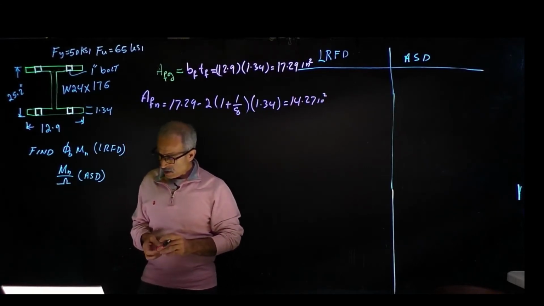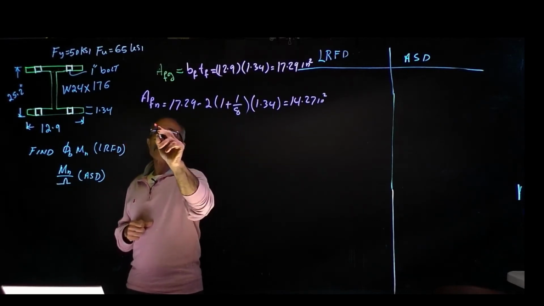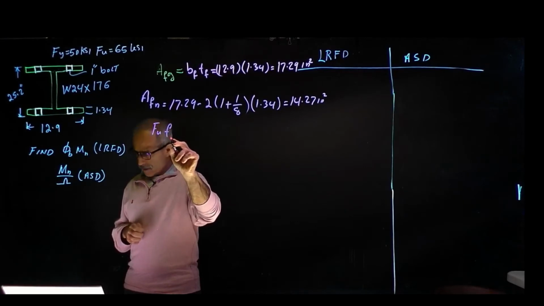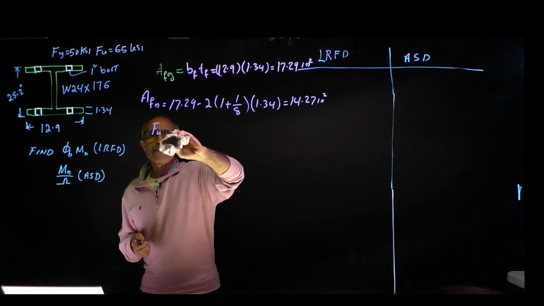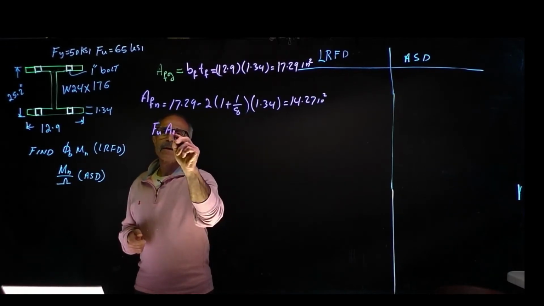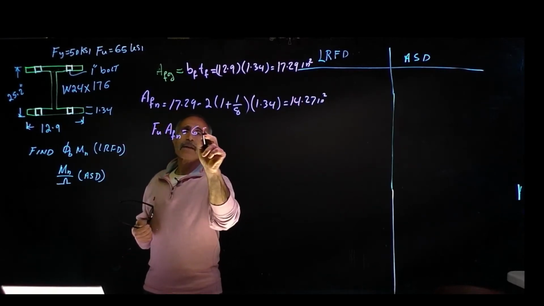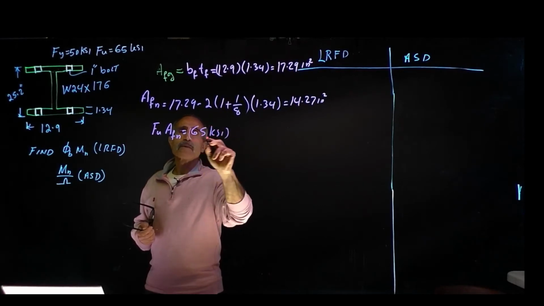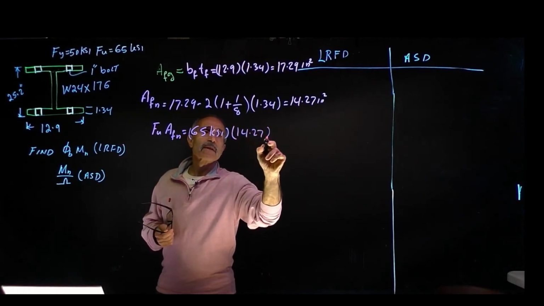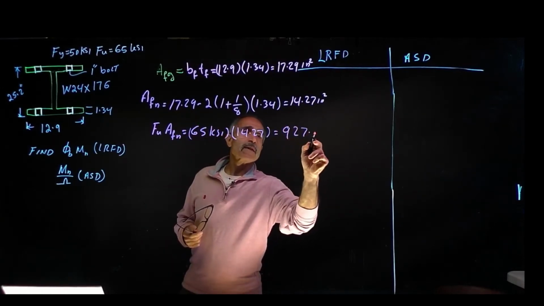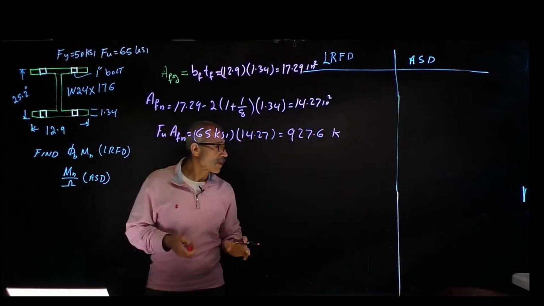The next thing we're going to do is look at the spec again. Next we're going to calculate the FU times AFN. I'll write this down. FU comes out to 65 KSI, multiplied by 14.27. That's going to be in KSI times square inches, so it's going to be kips.